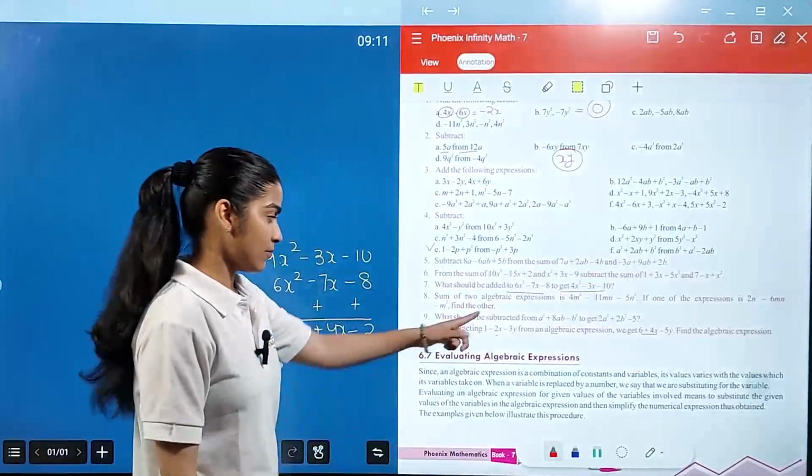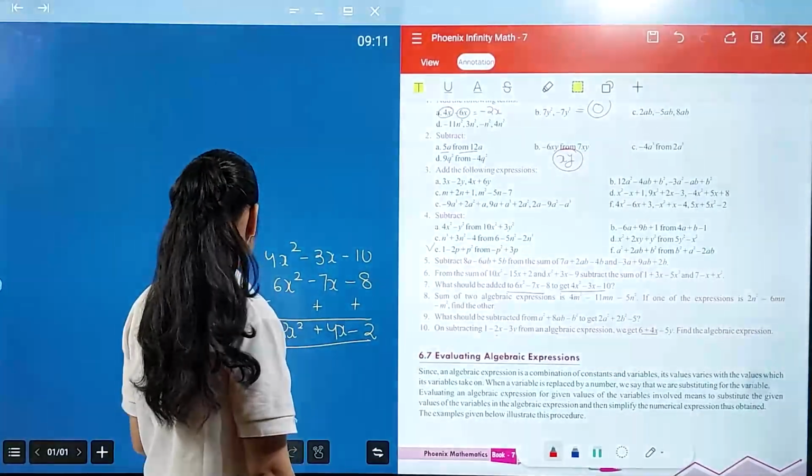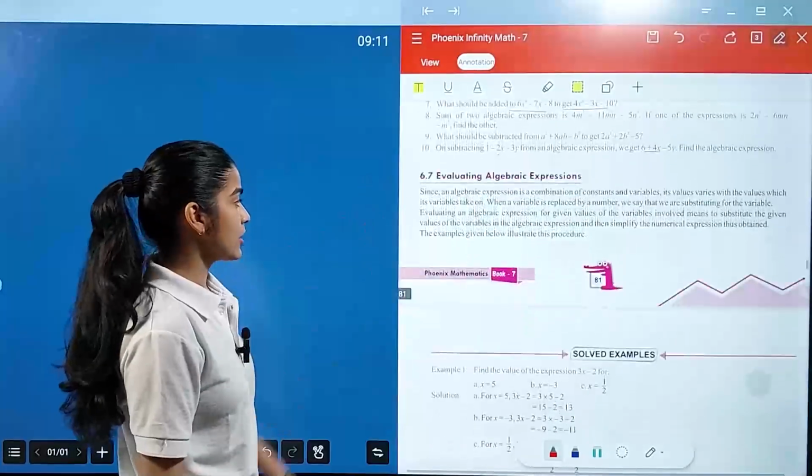The same you have to do. You just have to subtract this value from that algebraic expression and you will get your answer. Now we move forward, evaluating algebraic expressions.